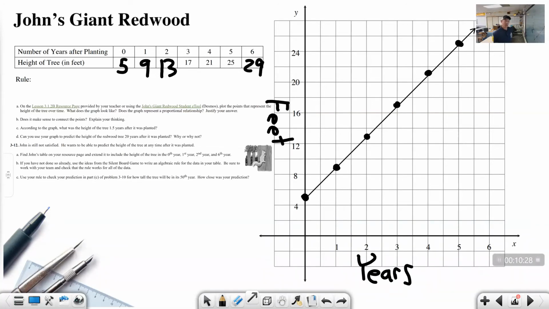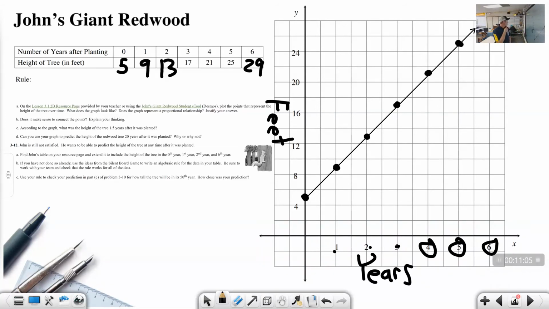Question letter D. And if I'm going too fast, you should be pausing the video. D. Can you use your graph to predict the height of a redwood tree 20 years after it was planted? Of course, Mr. McCoy. Let's go ahead and find the number 20 years. 1 year, 2 year, 3 year, 4 year, 5 year, 6 year. Wait a second. I can't find 20 years. Can I use this graph to do 20 years? No. Why? It's not big enough.